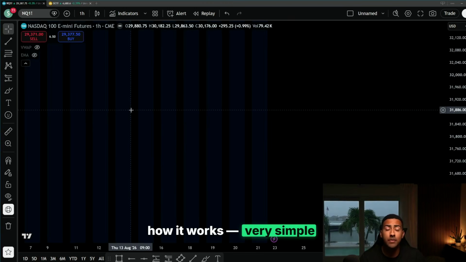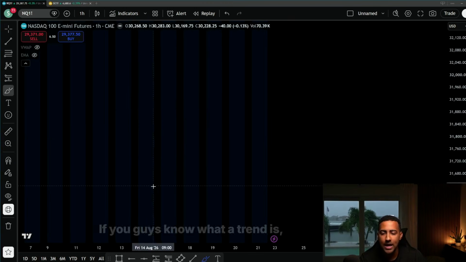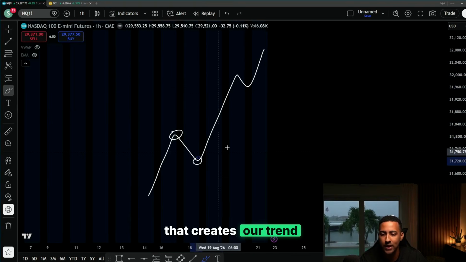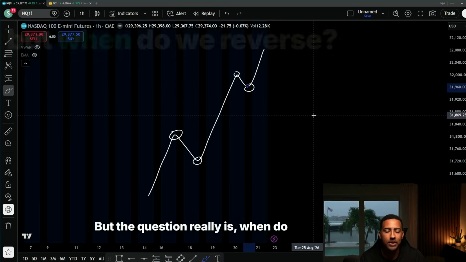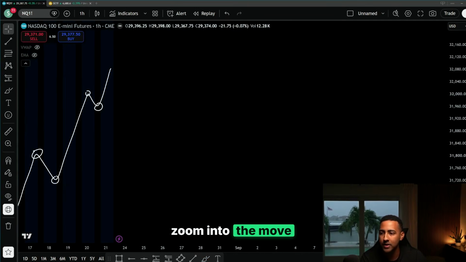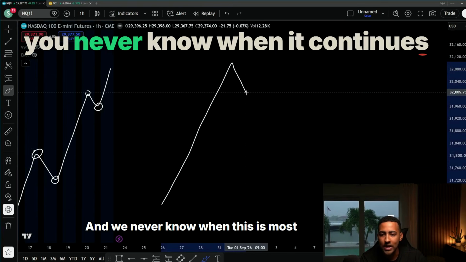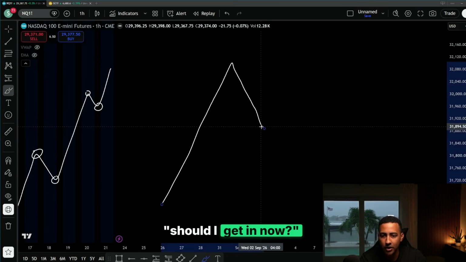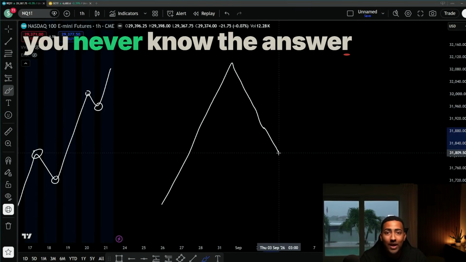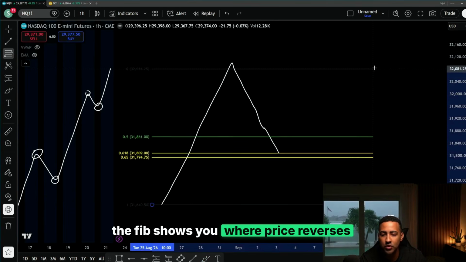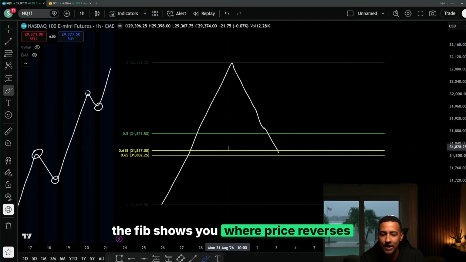It works. And the way that this Fibonacci retracement actually works is very simple. If you guys know what a trend is, it's made up of higher highs and higher lows, right? We have our highs, we have our lows, and that creates our trend. But the question really is, when do we reverse? A lot of times, if we zoom into this actual move here, we'll see something like this. And we never know when this is most likely going to continue. How many times do you ask yourself, should I get in now? Should I get in now? And you never know the answer. But that's what the Fibonacci retracement teaches us, is it shows you exactly where you are most likely to reverse.